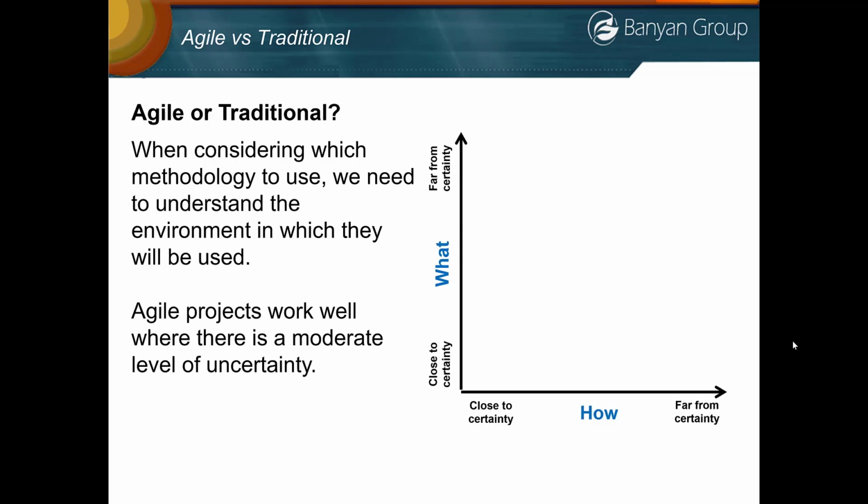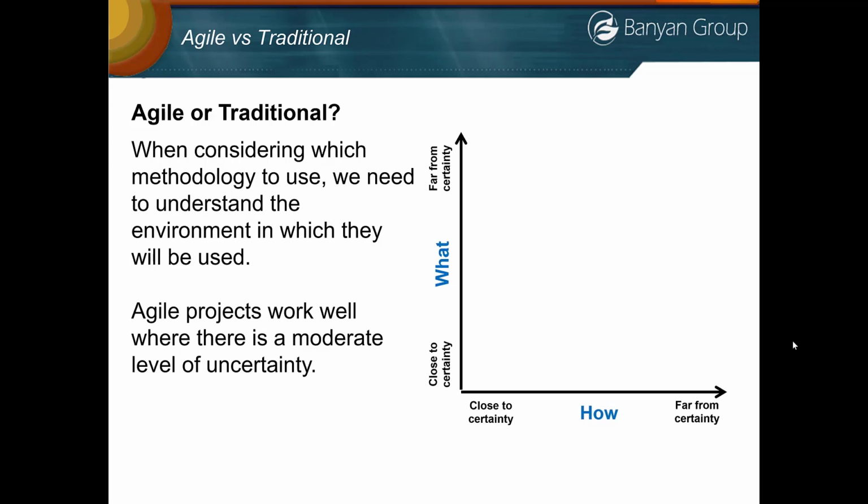So in this diagram on the right, you'll see we consider the what around the project and the how. On the left side, you'll see there's close to certainty on the what and far from certainty on the what. In other words, what do we need to do here? What are the features? What are the requirements that we need here? Some people know exactly what they want, and sometimes people know exactly what the requirements are, but they know they need to do something. They just aren't certain. They're not ready to put it all down on paper.